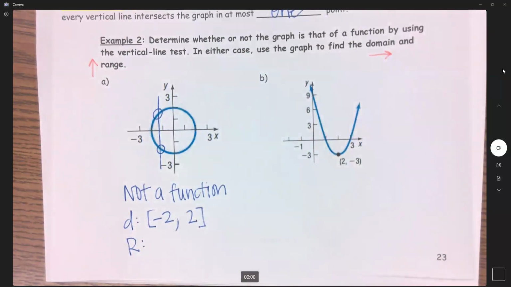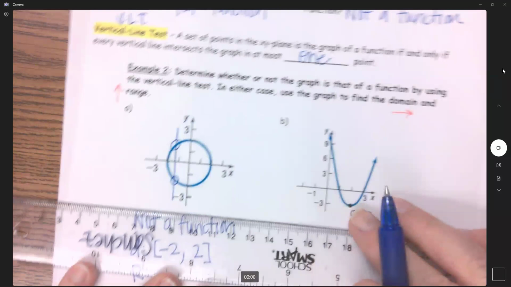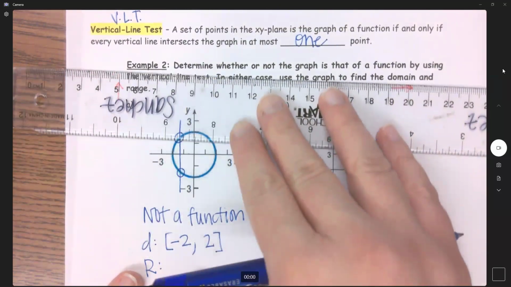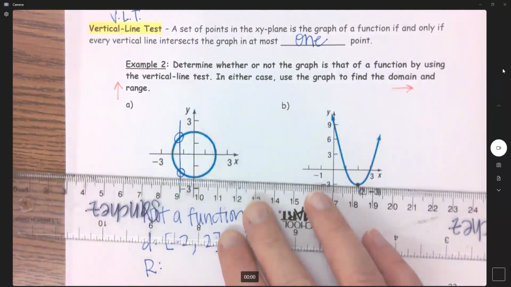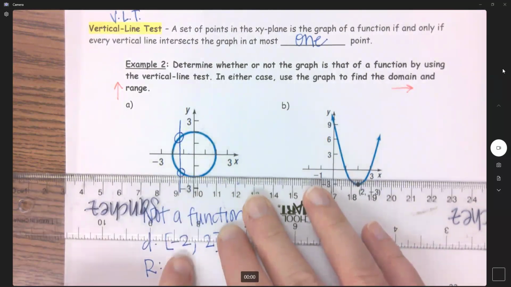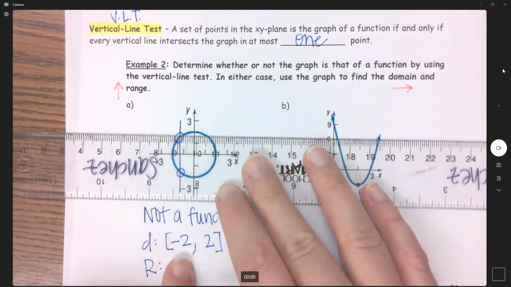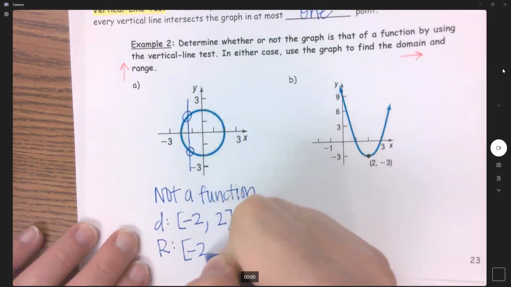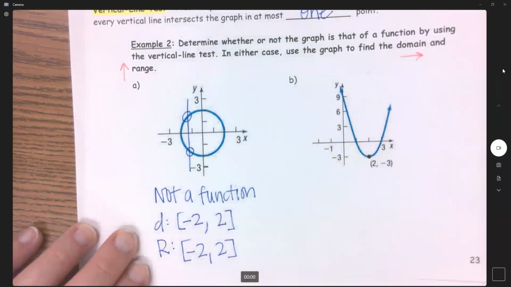Now I'm going to go from the bottom to the top. So I'm looking, where is this crossing? As I go from the bottom to the top, here's where I first encounter my graph. And so that's at -2. And then it's going to keep going up to +2. So here the domain and range are the same.